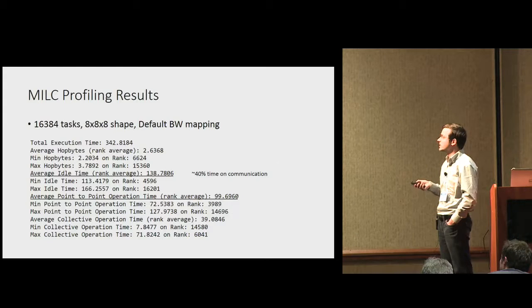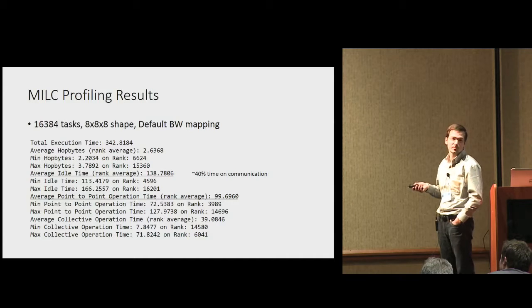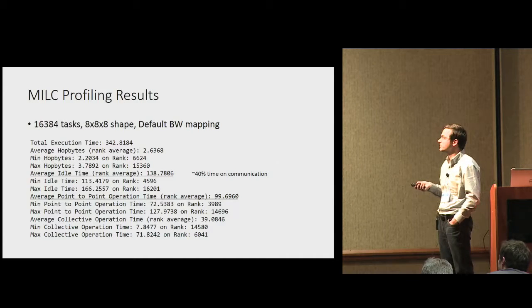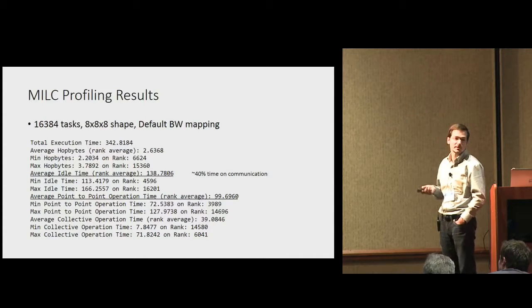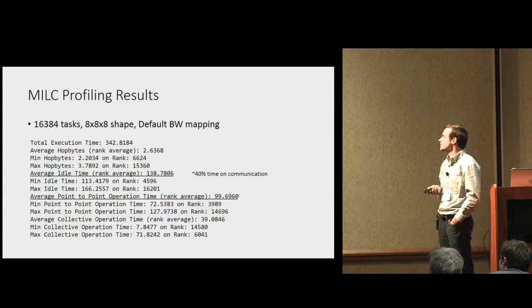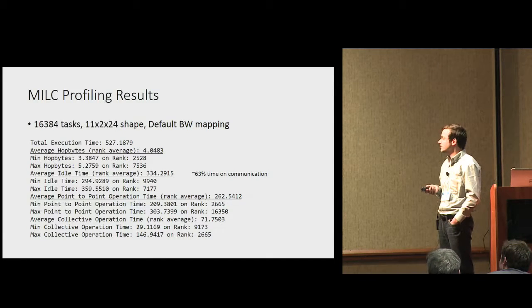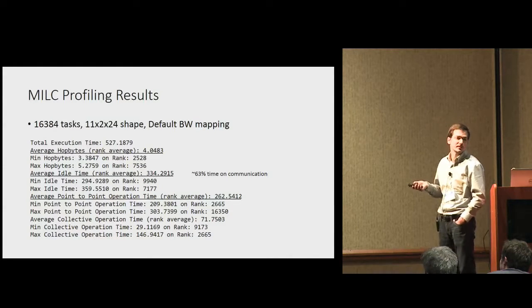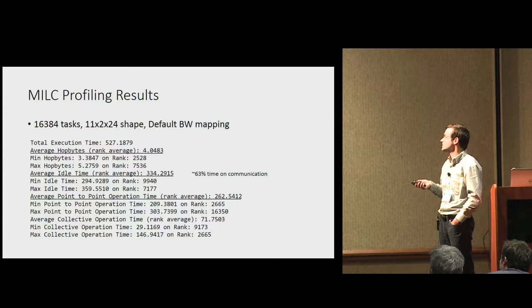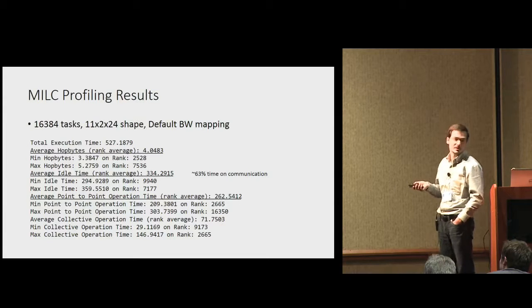For example, on an 8x8x8 shape, you get this. Total execution time is more than 5 minutes, with approximately 40% of time spent on communication, and most of this is from point-to-point MPI sends and receives. Then the curious thing is you go to a different shape, but it's exactly the same job, and now you have 63% time on communication, which is still on point-to-point sends. So something is definitely going on here.